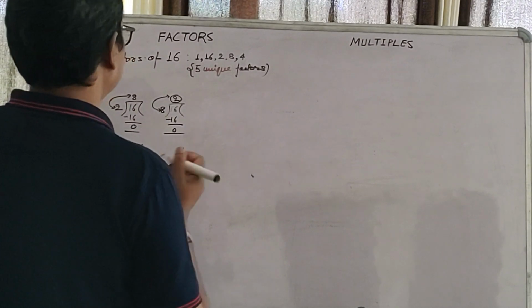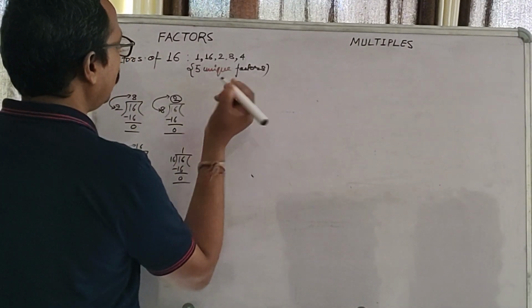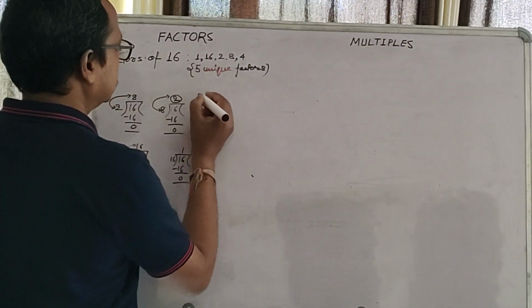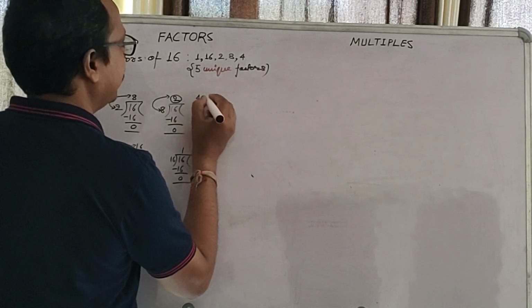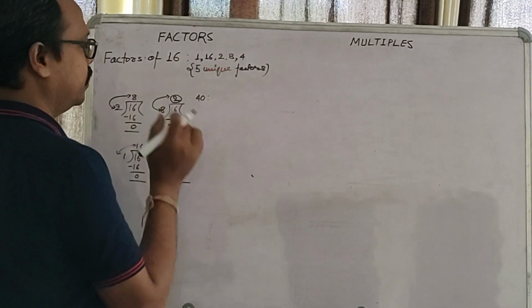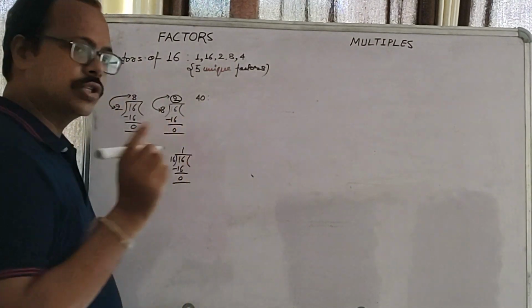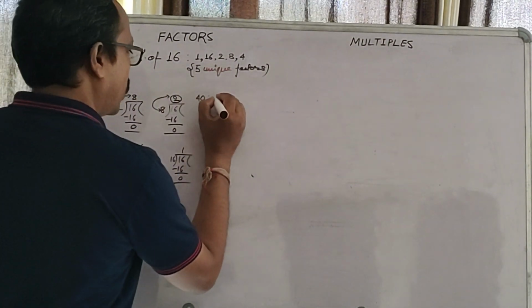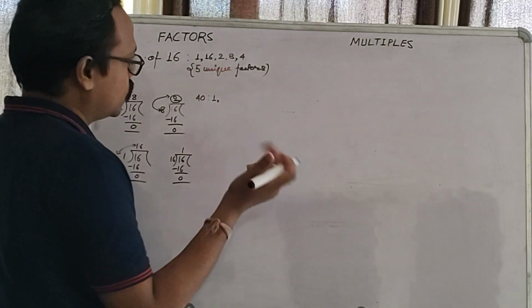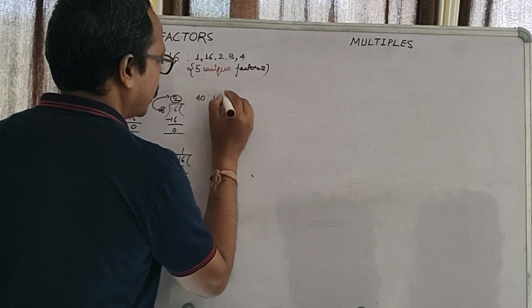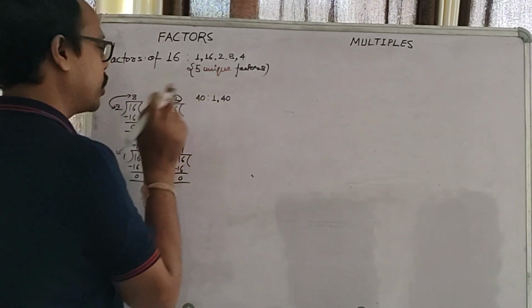For example, you can take which number? Let us start with something like 40. Let us find out different factors of 40. First of all, what we have to start with? We have to start with 1. If you divide 40 by 1, how much is the quotient? You get 40. So this number is divisible by 40 as well.